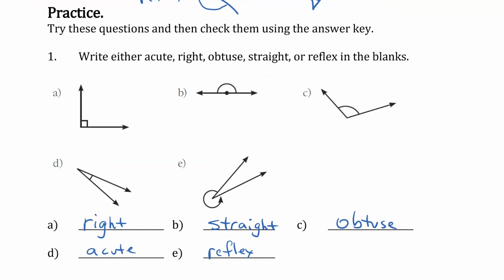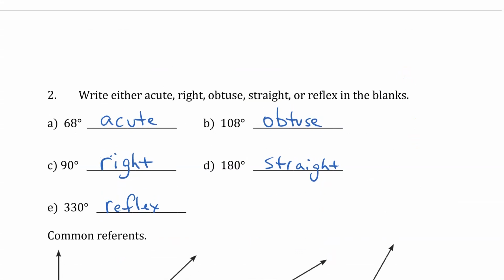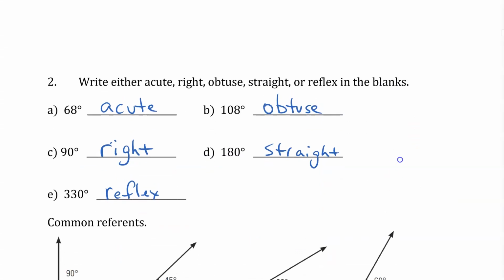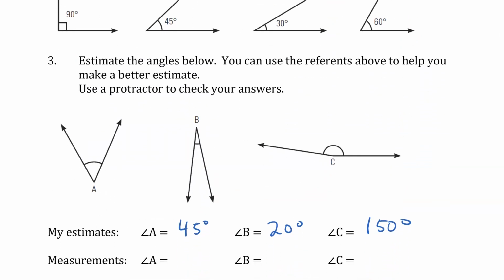Okay, so here are my answers for the first set of practice. You can check those over. And then the second set. And for the estimation, I said A looked to me about like 45 degrees. It looked like half of a 90. B looked like a little bit less than 30 degrees, so I wrote 20. And C definitely is less than 180. I thought it was about 30 degrees less than 180, so I said 150. I didn't actually measure them, so maybe if you see me later on, and if I got them a little bit wrong, you can tell me and correct me.